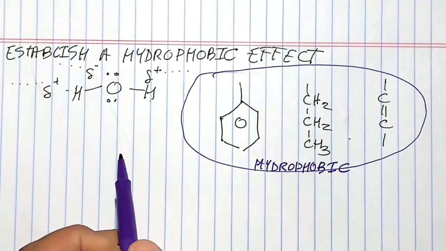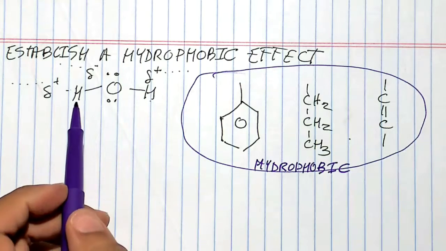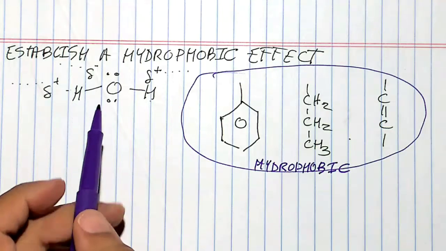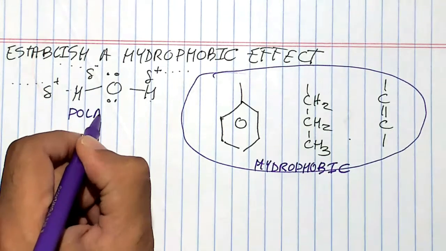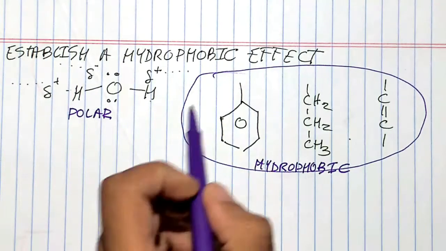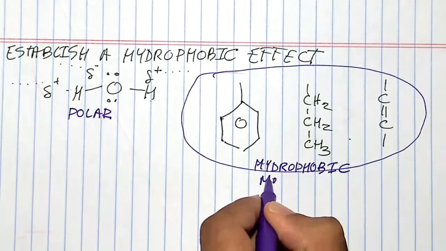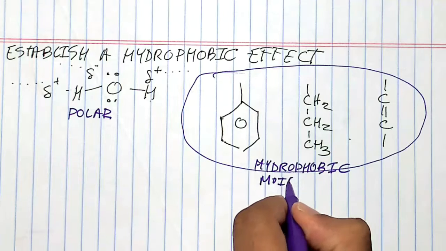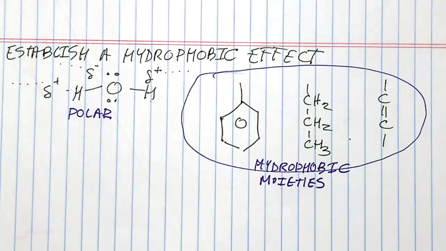Okay, so let me say that question again. What type of interaction would you expect to see between this polar water molecule and molecules that have hydrophobic moieties, such as a benzene group or an alkyl chain? What type of interaction would it be? Would it be a positive interaction or a negative interaction?